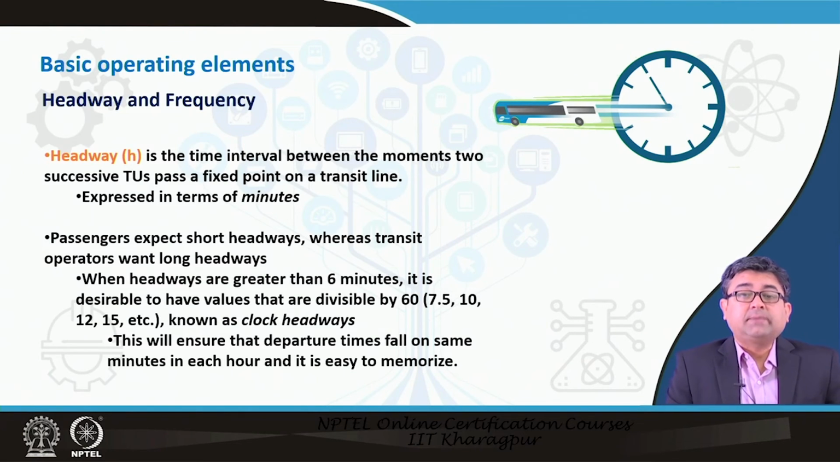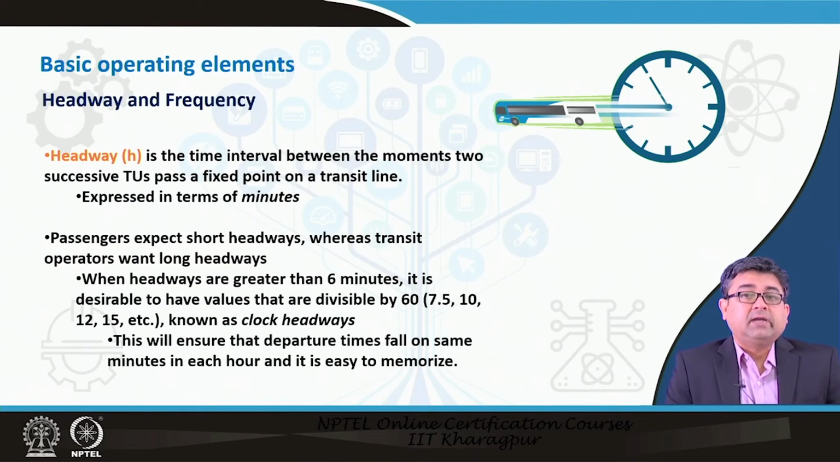Passengers expect short headways, whereas transit operators want long headways. We always want the next bus to come very quickly, so we expect shorter headways, whereas it is very difficult and expensive operationally to have a lot of vehicles coming in. So, transit operators usually want longer headways. There is always a give and take, and an optimal headway value is usually reached.